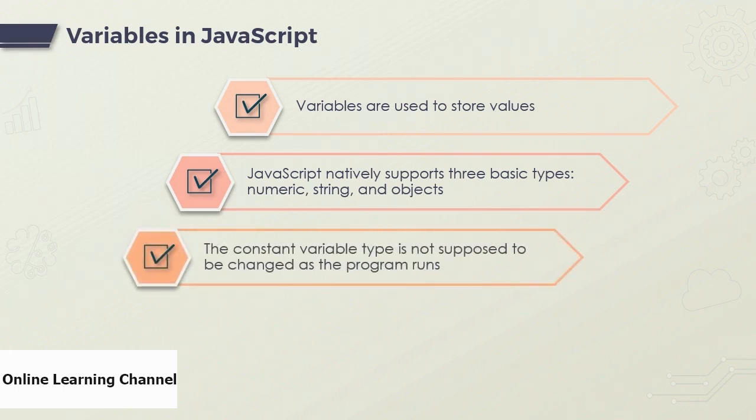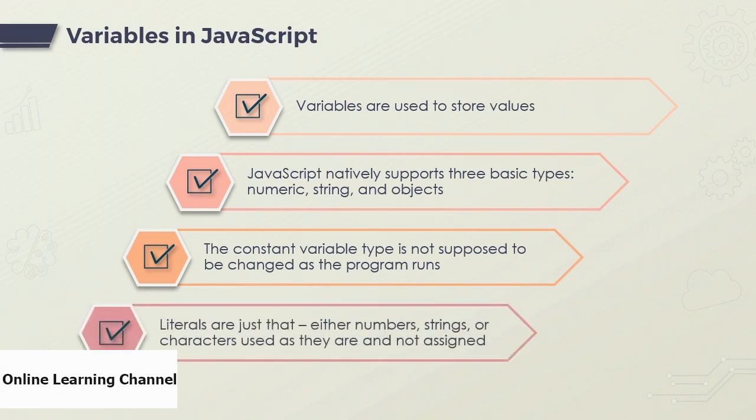Then we have constant variables. Now, the constant variable type was not supported initially. But now, recently, with the last version of ECMAScript, version 6, they did introduce the const variable type. So now we have a constant variable type that we can use, meaning that once we've declared a const, then the value that's inside of that variable cannot change during the running of the program. Literals work just like any other programming language. They are either numbers, strings, characters. Of course, strings are inside of double quotation marks. And just like any other programming language, literals are used, but they're not assigned to any variable as such.